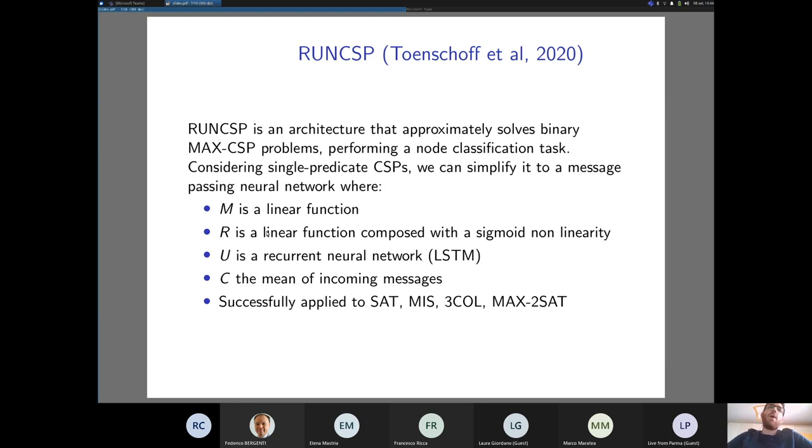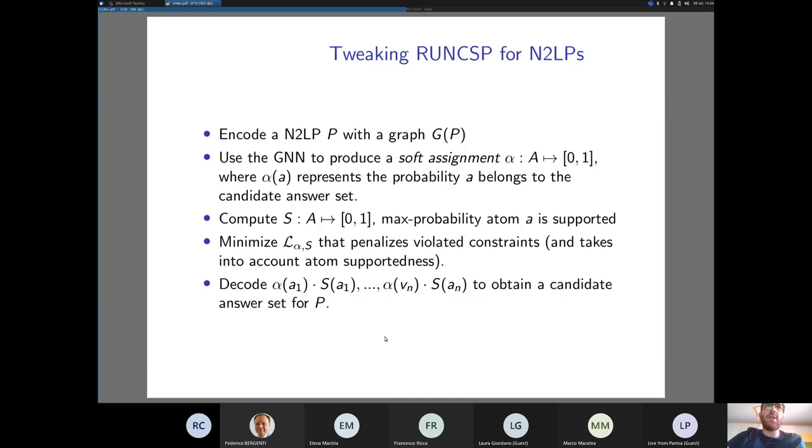And the authors of RANCSP have successfully applied their architecture to various problems: max 2-SAT, maximal independent set, tricolorability. Okay, so the main contribution of the paper was to extend the RANCSP architecture to deal with normal logic programs. The main point of this was basically to start off the original RANCSP experiment on maximal independent set and augment it to attempt to find kernels of a graph rather than just a maximal independent set.